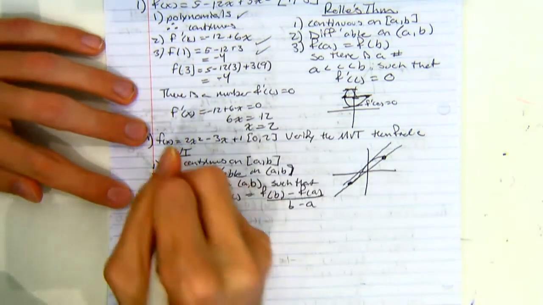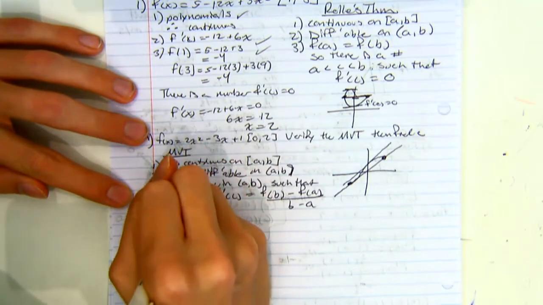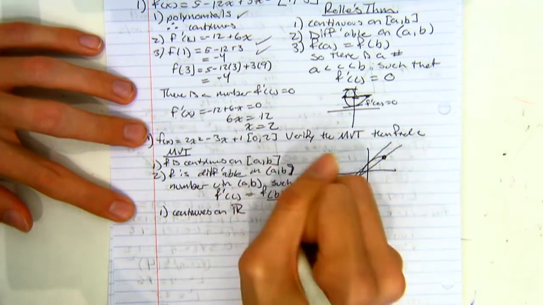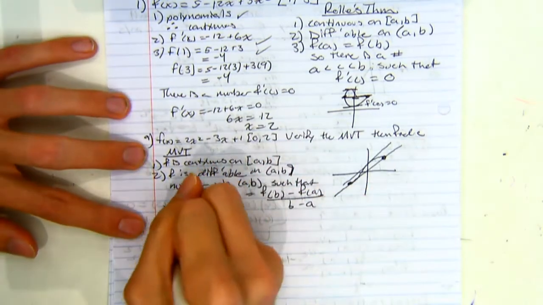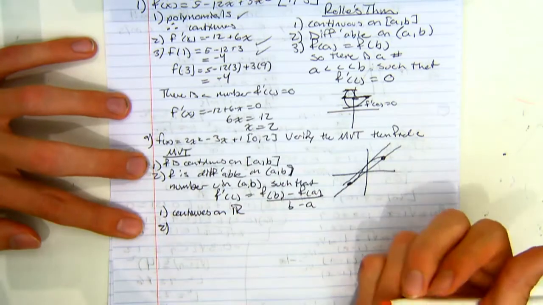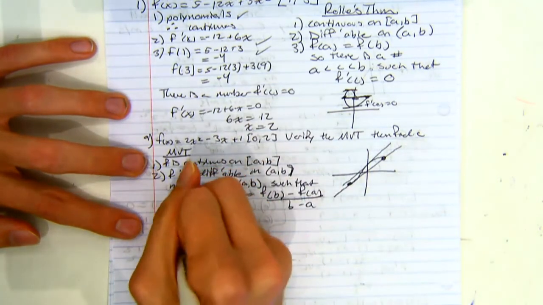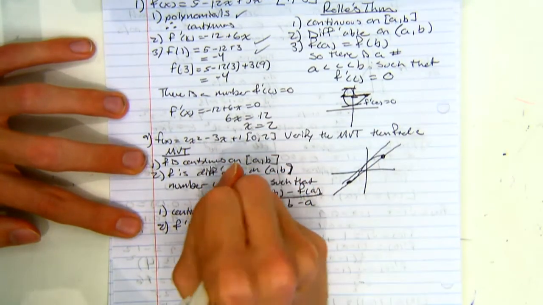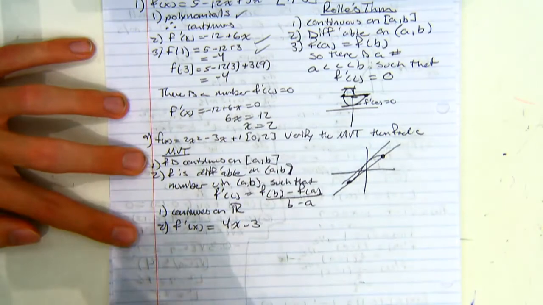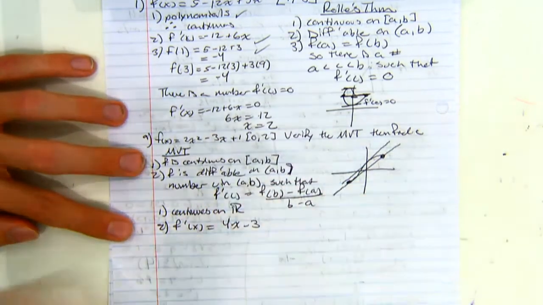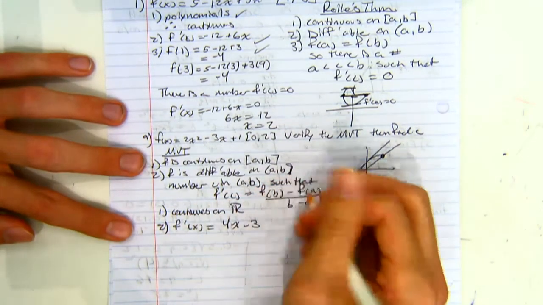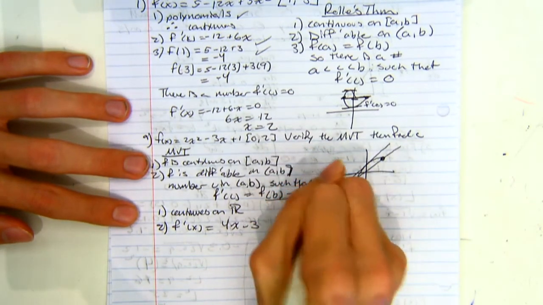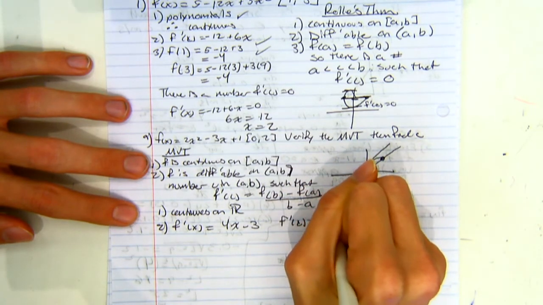So doing the same thing as before, it's a polynomial, so we know it's continuous. So it's continuous in all real numbers. It's not a piecewise function or anything, so we can differentiate it everywhere. So let's go ahead and just take that, which will give us 4x minus 3. And then now we are going to want to set our derivative of c equal to our interval.